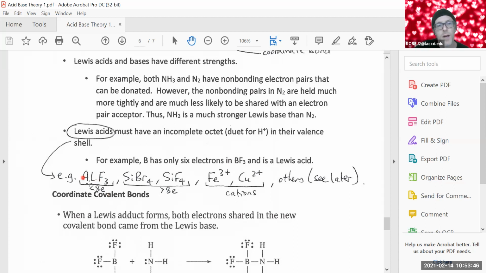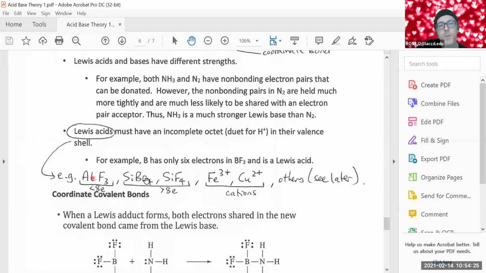So for example, AlF3, we have fewer than 8 electrons around the central atom. We can have things like SiBr4 or SiF4, which have the ability to have more than 8 electrons around. Silicon tetrabromide and silicon tetrafluoride have 8 right now, but silicon is capable of expanding its octet, so it's capable of having more than 8.